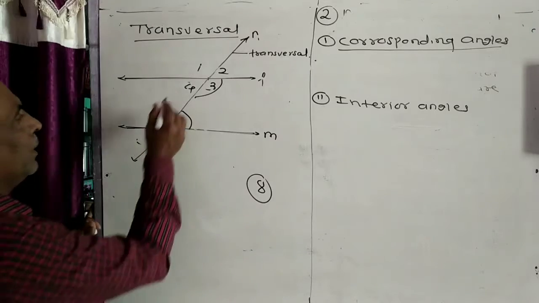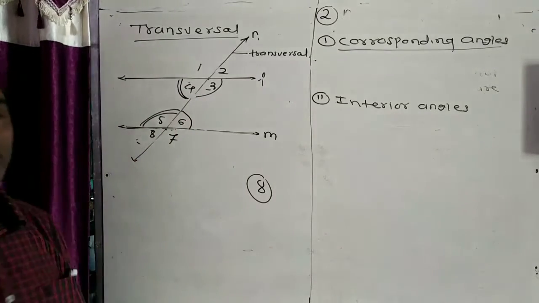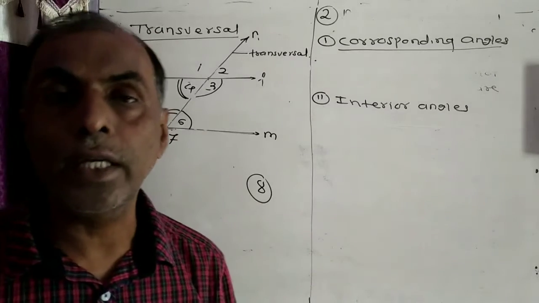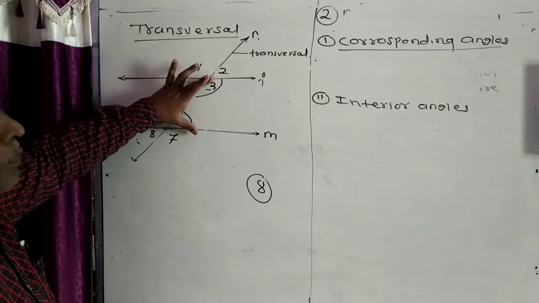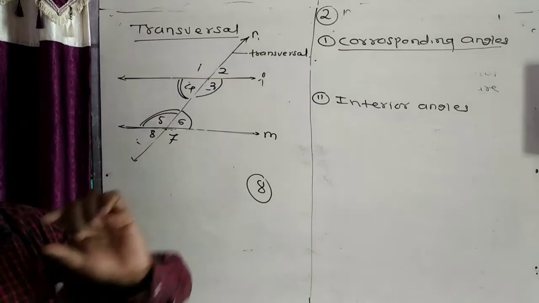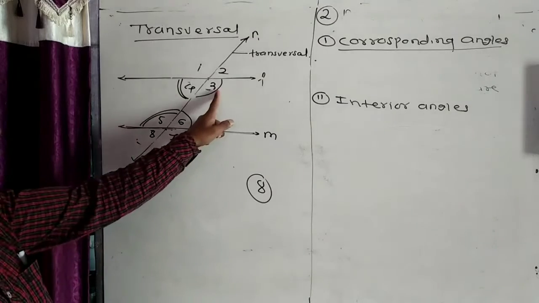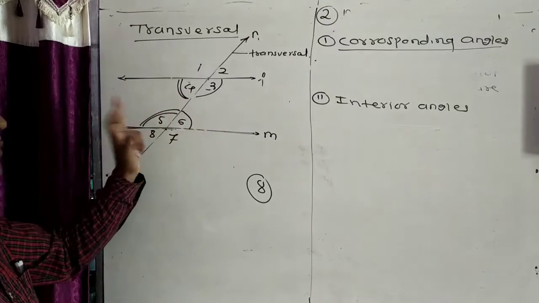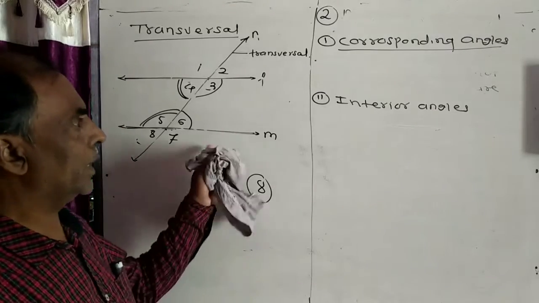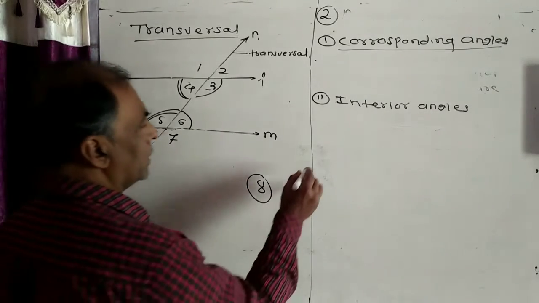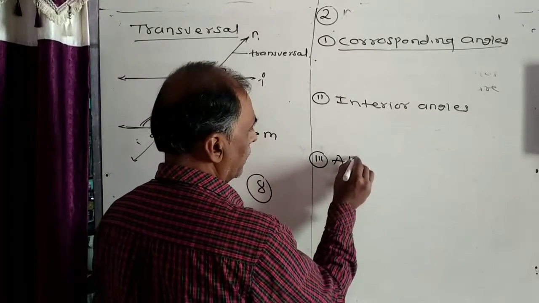This is the first pair, and the second pair is angle 4 and angle 5. These are the second pair of interior angles. So how to verify interior angles? The angles between the two lines and on the same side of the transversal are called interior angles. So in the figure, 3 and 6, 4 and 5 are the interior angles formed by the transversal on two parallel lines. And the third pair is alternate angles.